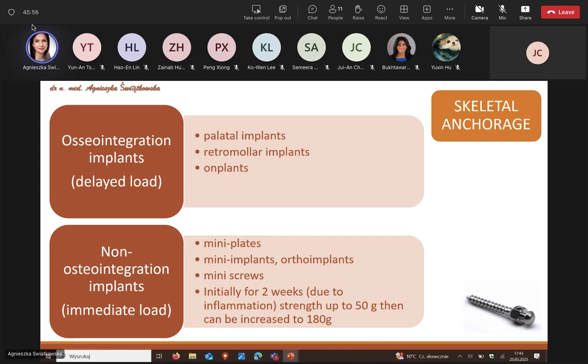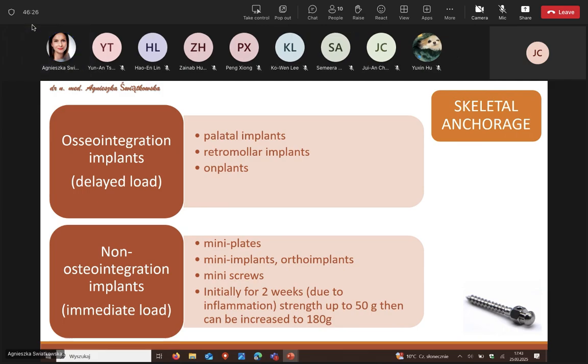Okay, but what we should remember is that these mini implants are not osseointegrated implants, and after the insertion, we shouldn't load these implants with a huge force. Usually, we use minimal force for the first 2 weeks due to inflammation, and we usually ask patients to use medicine. And after this time, we change the force to a bigger one.